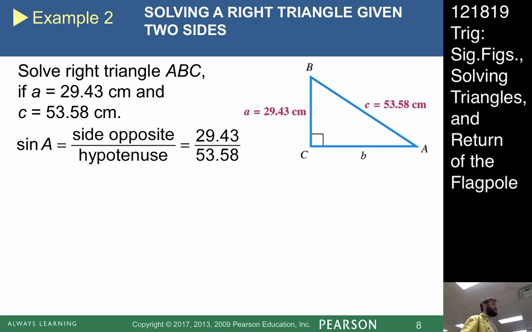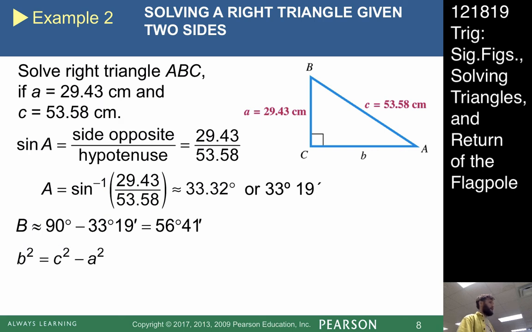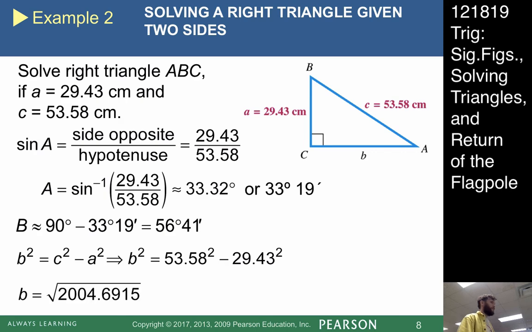So they do sine of A, and then the arcsine of A, and that's where they get the 33.32. Nice job. And then they just figure out what B is, and they use the Pythagorean theorem. But we could have used any of those trig functions. All right.